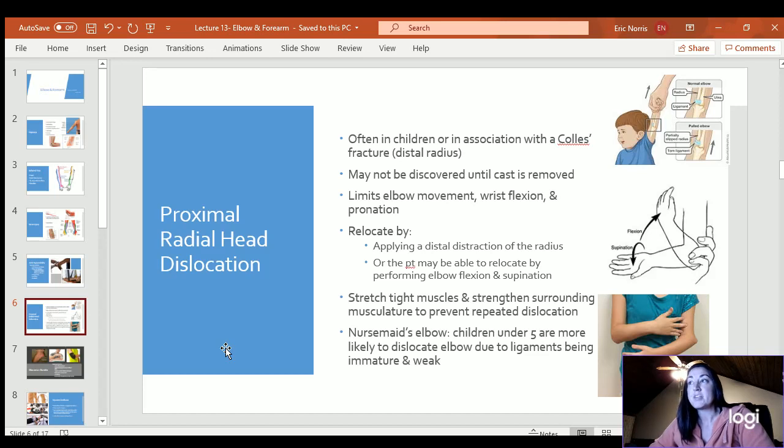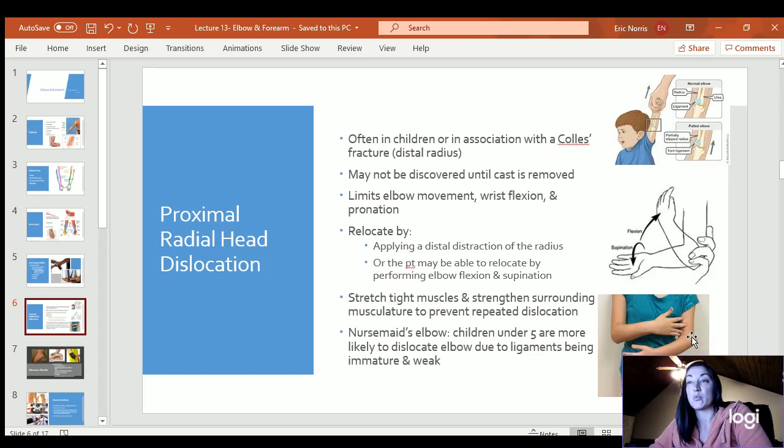And so the proximal radial head is dislocated, so it comes out of place, and then that in itself limits the elbow movements. It limits wrist flexion and pronation as well. So in the picture you see the little girl, it's come out and now it's sticking posteriorly.